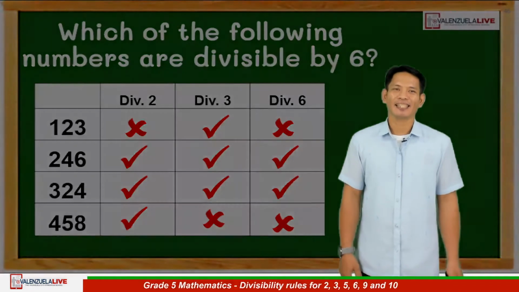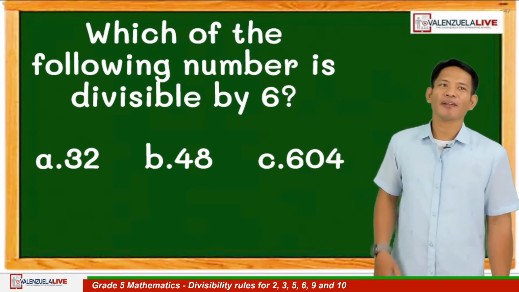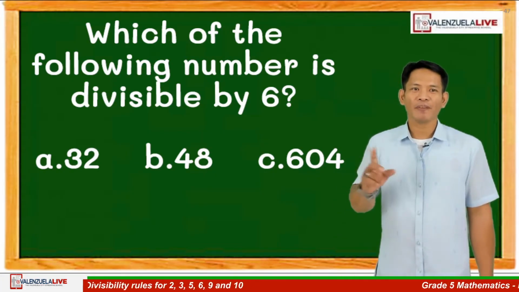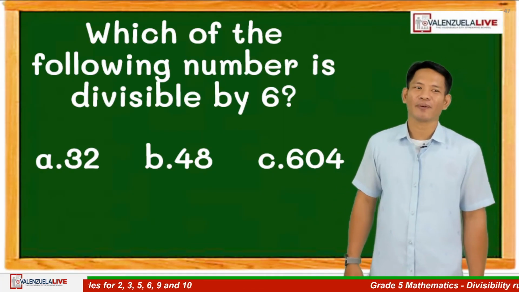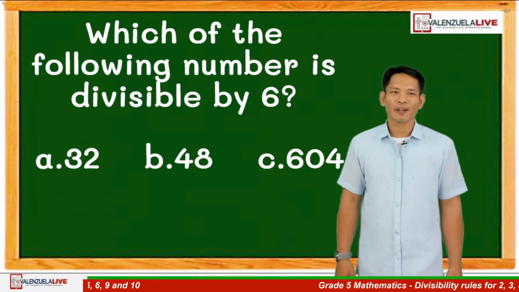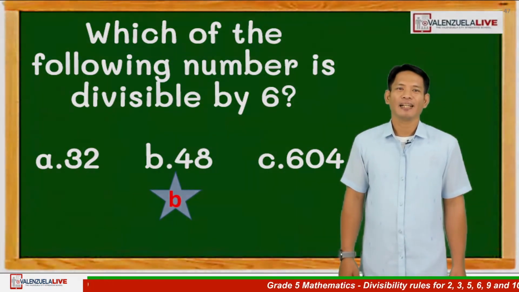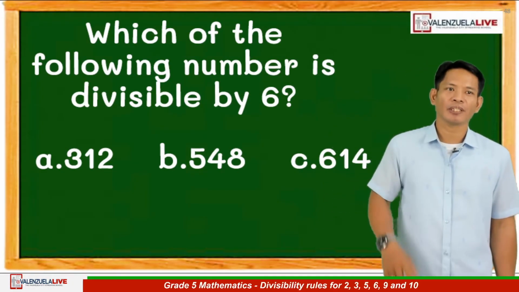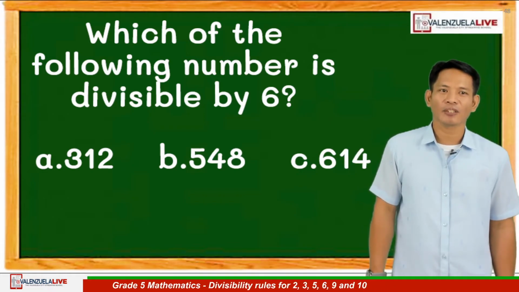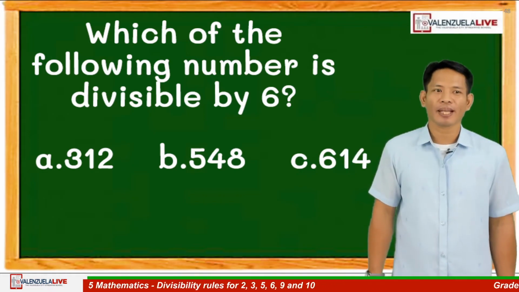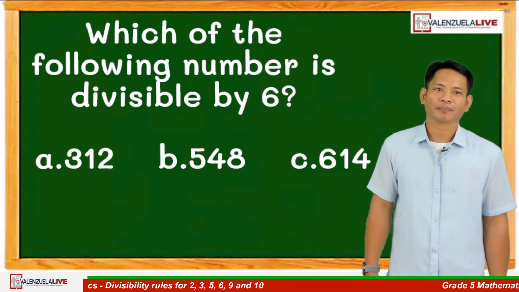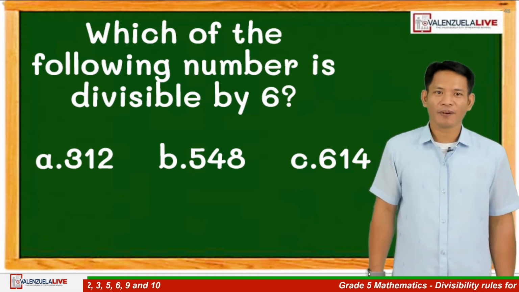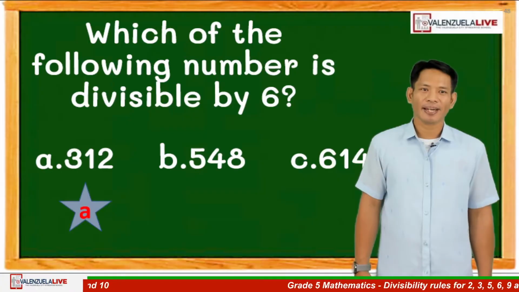Okay. Let's have an activity. Which of the following number, grade 5, is divisible by 6? Is it A, 32? B, 48? Or letter C, 604? Again, the correct answer, grade 5, is, of course, letter B. How about this one? Which of the following number is divisible by 6? Is it A, 312, B, 548, or letter C, 614? The correct answer, grade 5, of course, is letter A.